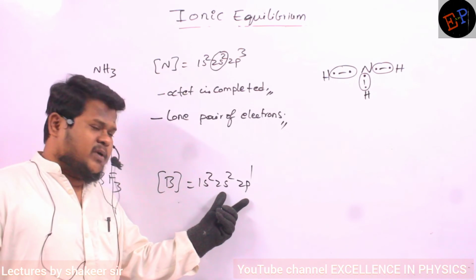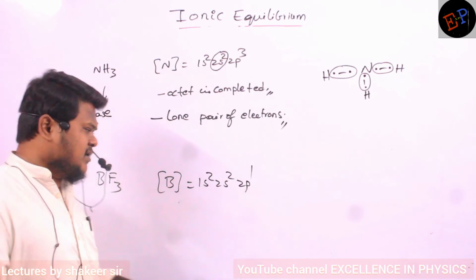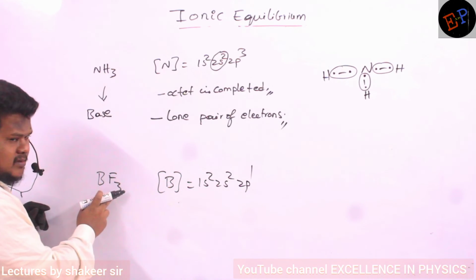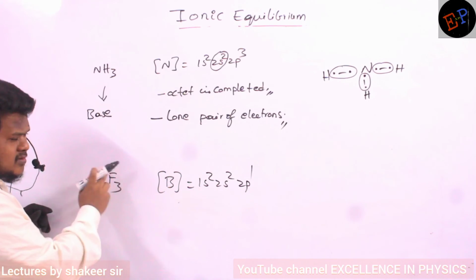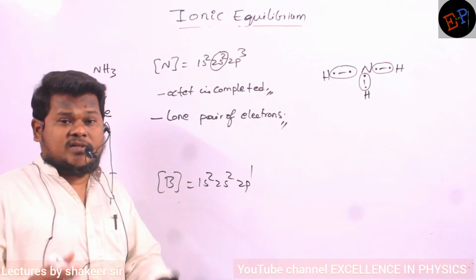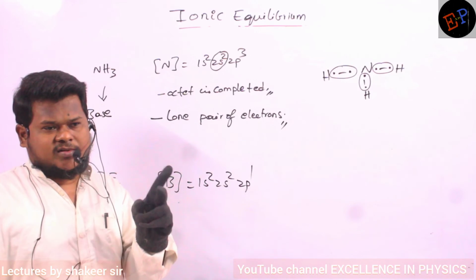And the octet, is it completed? The 3 electrons in the second shell are shared with the 3 electrons of F3. So total 3 plus 3, only 6 electrons are present. So there is a vacancy for 2 electrons.